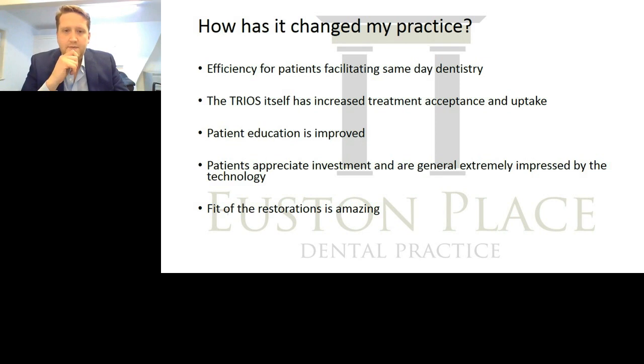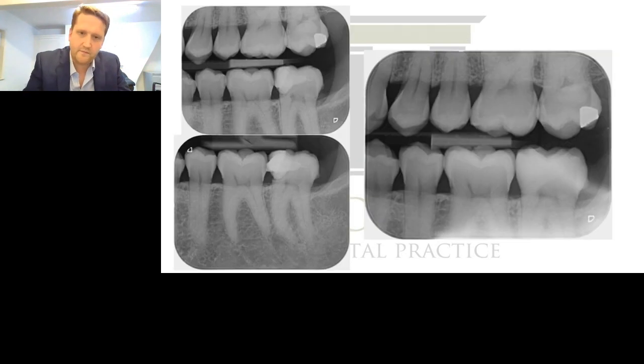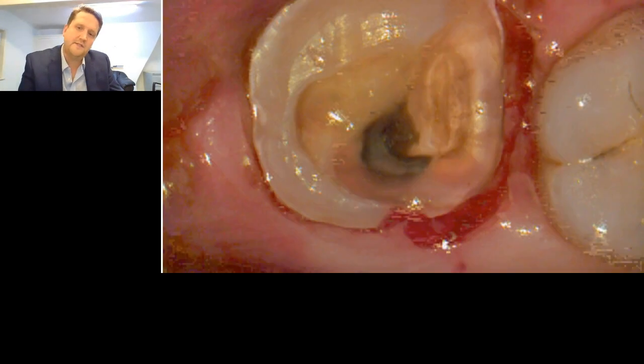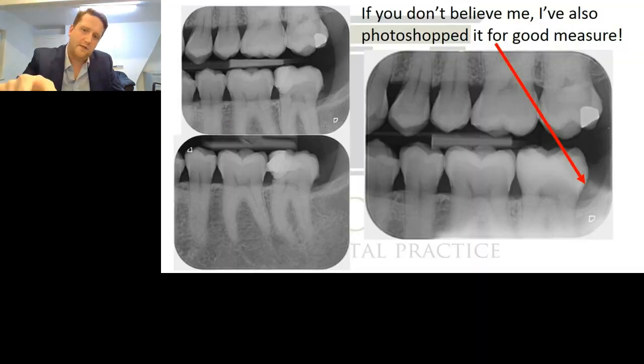So this is a case, when I was talking about the thermocut burrs and deep margins, where we had a failing inlay in the lower left second molar, and we did that as a Trios Design Studio case. I did remove that calculus, and then I've done it on Photoshop as well, just for fun. But you can see how well fitting the margin of that is, even though it's very deep. And this is the scan with the thermocut burr.